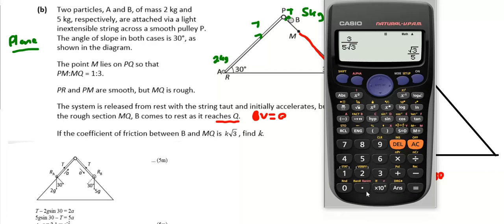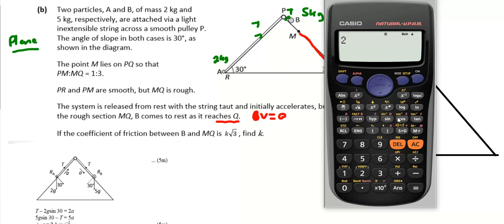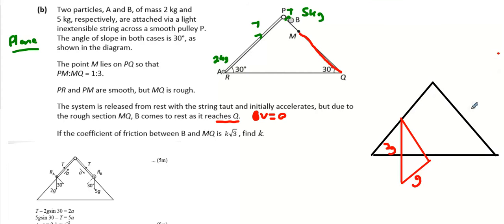So 2 sine 30 is just 1, so it's just G. We don't need to worry about that. Okay, the next one is 2G cos 30, so 2 cos 30 will be root 3, so just root 3G for that. Root 3G.